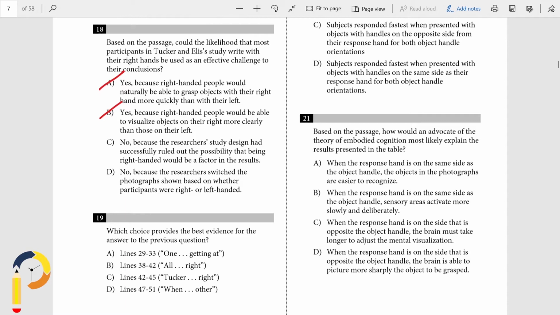C says no, because the researcher's study design had successfully ruled out the possibility that being right-handed would be a factor in the results. Okay. And D says no, because the researchers switched the photographs shown based on whether participants were right or left-handed. We've read that bit. We know this never happened. The answer is definitely C. And now, because I know the answer is C, I have to match it with the correct lines.